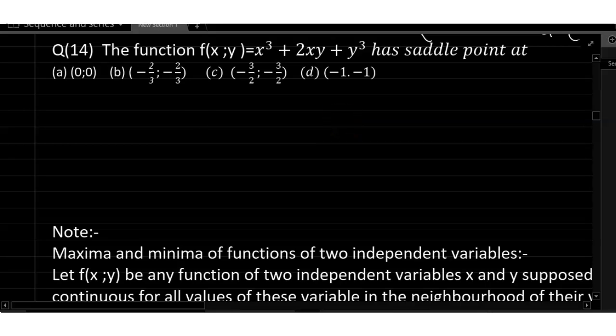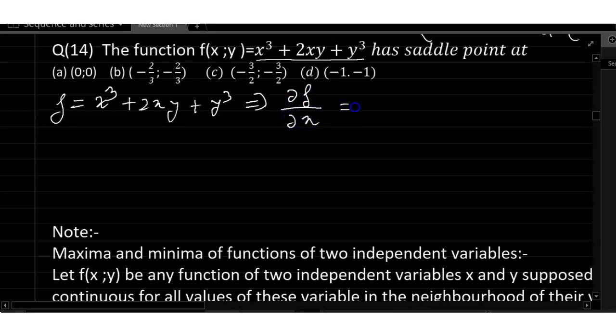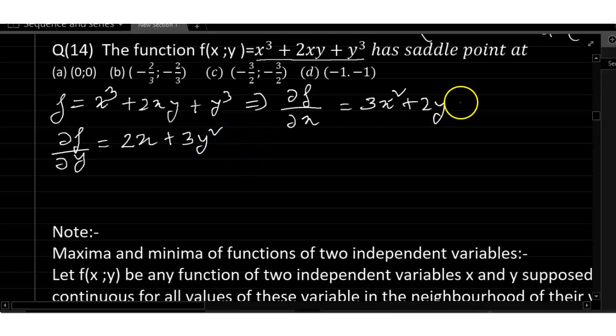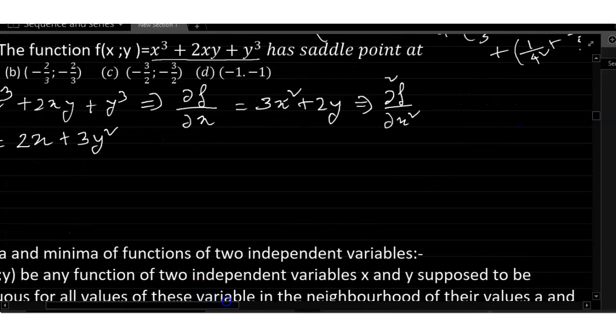Saddle point. X cube plus 2xy plus y cube has a saddle point at 0, 0. So at first I write f equals to x cube plus 2xy plus y cube, and del f by del x is equal to 3x square plus 2y, and del f by del y is equal to 2x plus 3y square, and after that I get del square f by del x square is equal to 6x and del square f by del y square is equal to 6y.